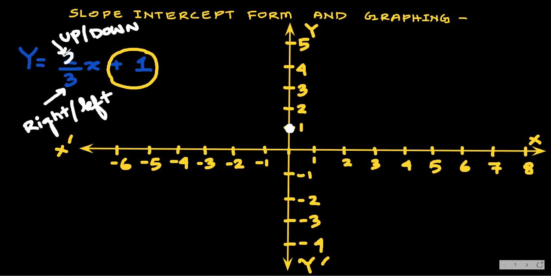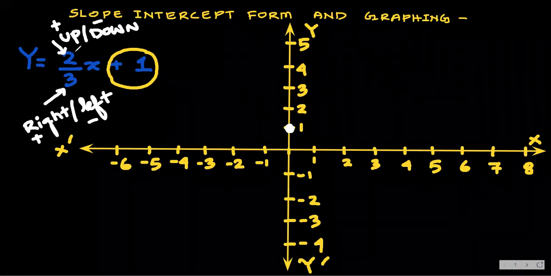How to decide whether we should go upward, downward, right or left? If the numerator is a plus number, see here, this is a plus number 2, so we should go upward. If the numerator is a negative number, then we should go downward. If the denominator 3 is a positive number, then we should go right. If the denominator 3 was a negative number, then we need to go left.